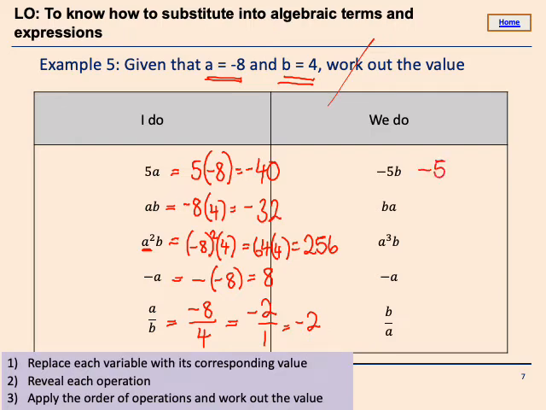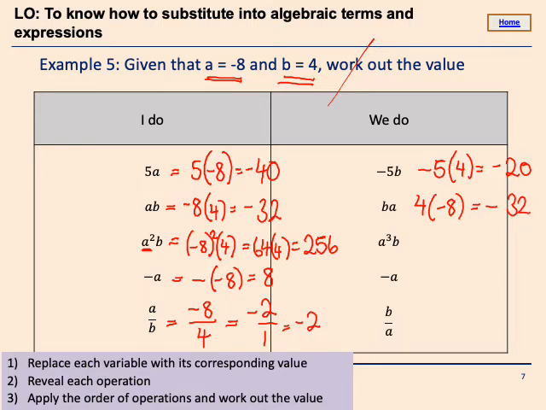So we have negative 5 times by b, which is 4. So a negative and a positive, we get minus 20. B times a, so we have 4 times by negative 8, which is equal to positive and a negative. It's going to be minus 32.